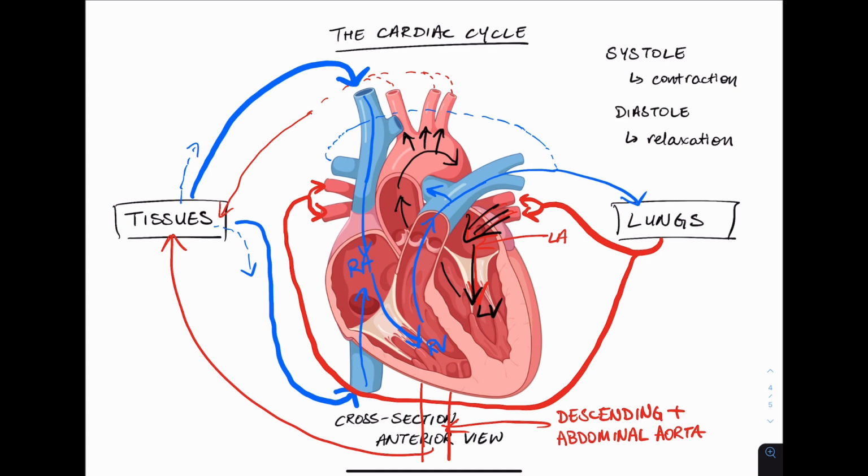And so perhaps it's more accurate to say that what we've really done here is to trace the blood flow from the tissues to the heart, to the lungs, to the heart, and then back to the tissues again, over the course of more than one cardiac cycle.